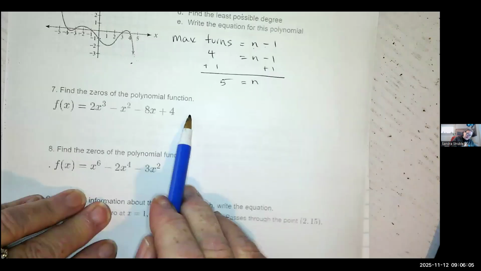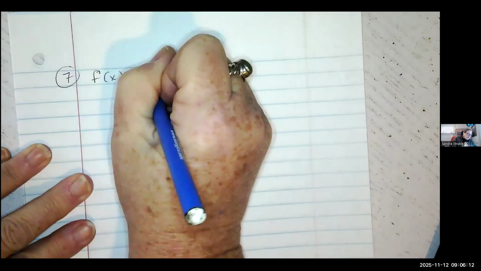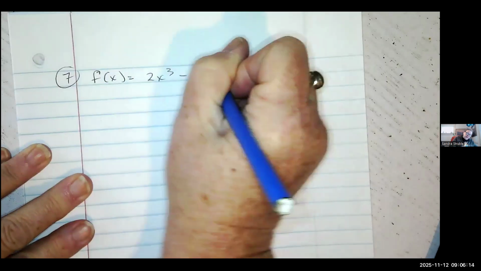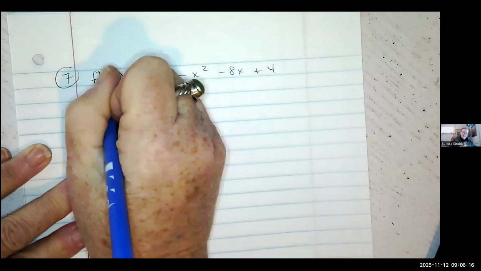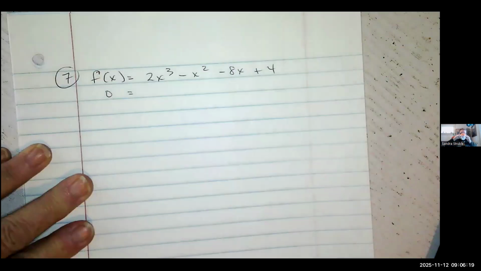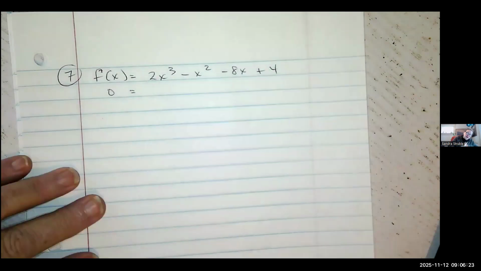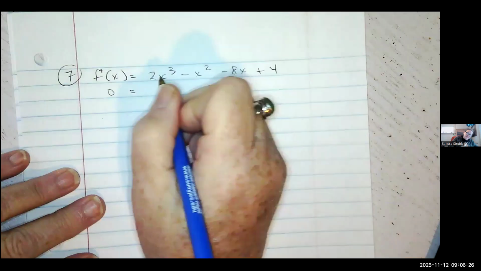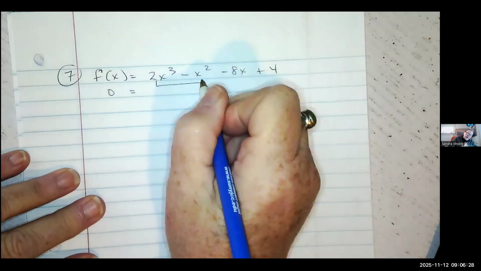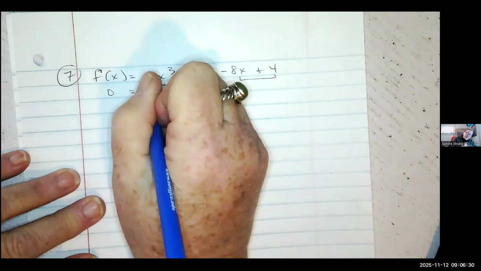All right. Next one we have is find the zeros of the polynomial function. So we've got f of x, and this is number 7, is equal to 2x cubed minus x squared minus 8x plus 4. That means we just let our y equal 0. Since there's 4 terms, I look to see what the first two have in common. They have x squared, so I'm factoring that out, and I get 2x minus 1.